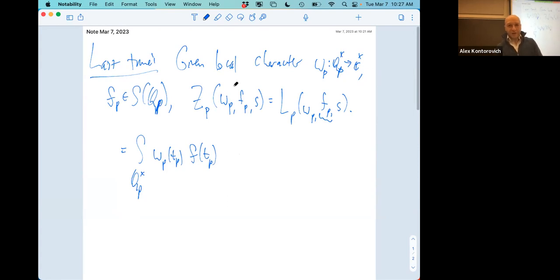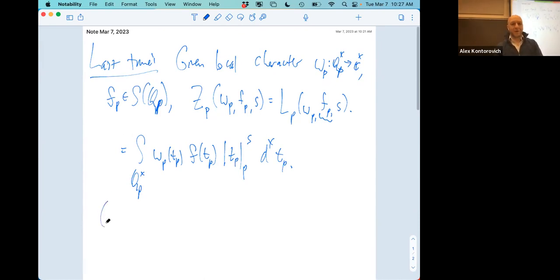Okay, so we have this character, we have this f, and then we have a complex number s, and we're going to take the p-adic norm of t_p, raise it to the power s, and integrate with respect to the multiplicative measure. These are exactly the kinds of integrals we were evaluating in special cases.